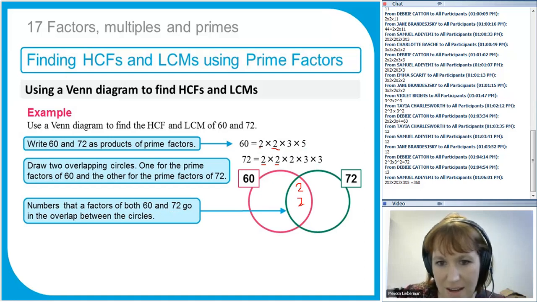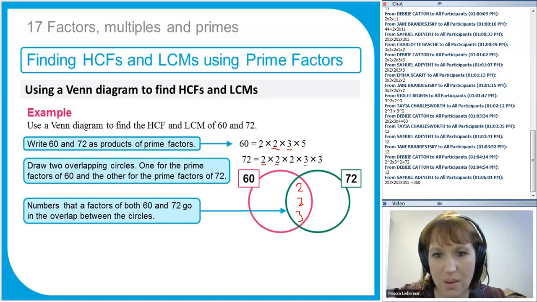I've got a 3 here and a 3 here, so I'll put the 3 here. So those are the numbers that are common to both of them, common to both numbers, so we put them in the overlap. And then you just fill in the rest of the circles with the other numbers. So in here, I'll do this neater in a minute, we've got 2 times 2 times 3 times 5.